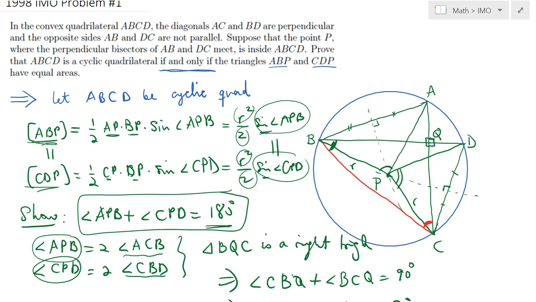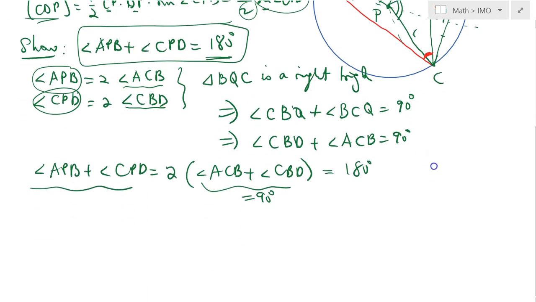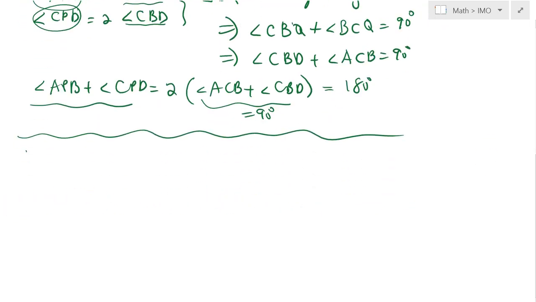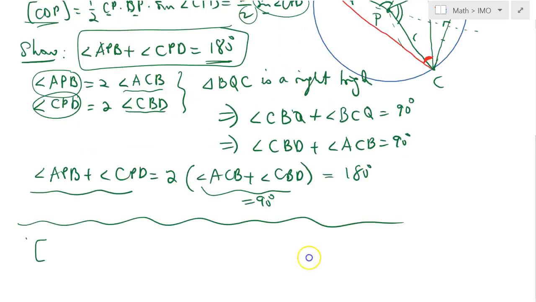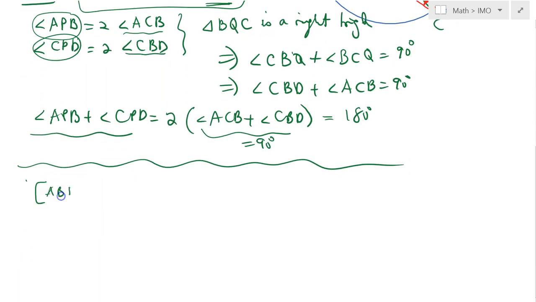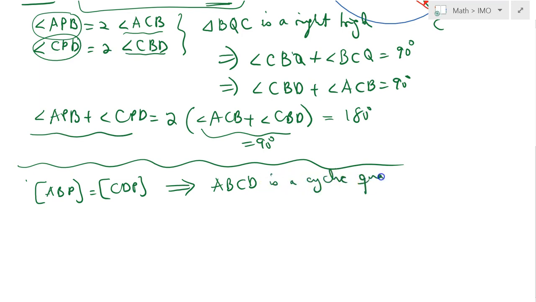Now in the second part, we need to show the other direction. So for the second part, which is slightly harder, we need to show that if the areas of triangles ABP and CDP are equal, that would imply that ABCD is a cyclic quad.